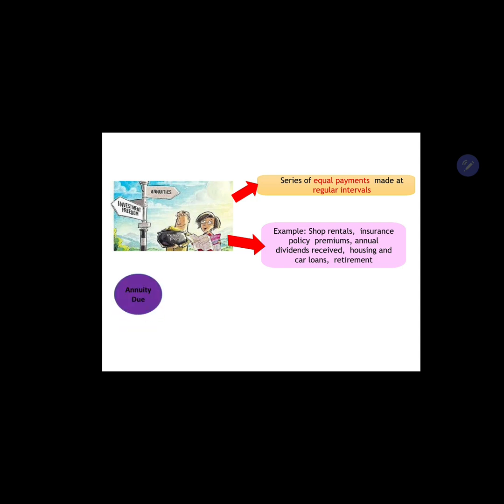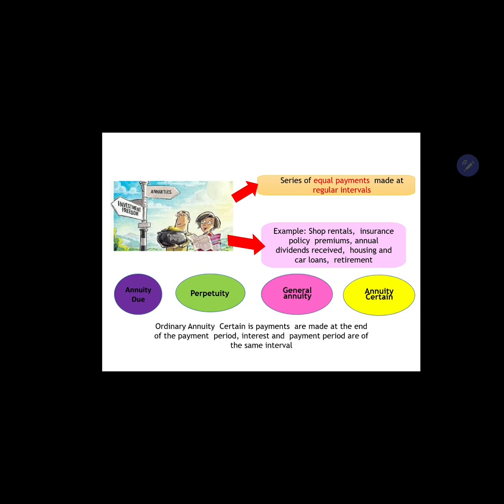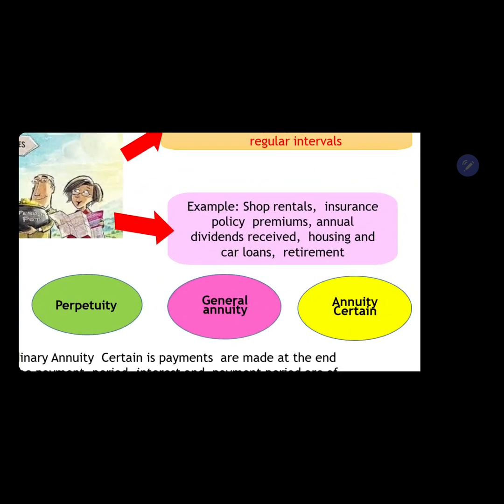We have a few types of annuity: annuity due, perpetuity, general annuity, and annuity certain. However, we will only discuss the ordinary annuity certain, where payments are made at the end of the payment period, and the interest and payment period are of the same interval. We will only look at ordinary annuity certain.